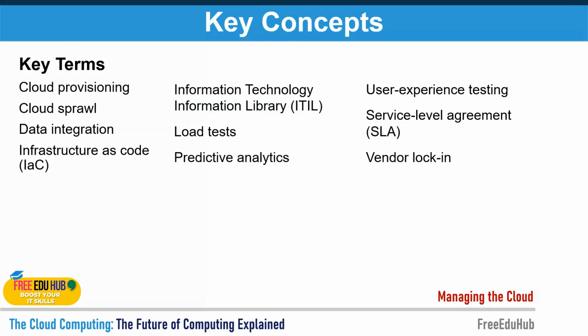So that brings us to the end of the chapter. The key concepts that we covered in this chapter are cloud provisioning, cloud sprawl, data integration, infrastructure as code, Information Technology Infrastructure Library, load test, predictive analysis, user experience testing, and service level agreements with vendor lock-in, etc.